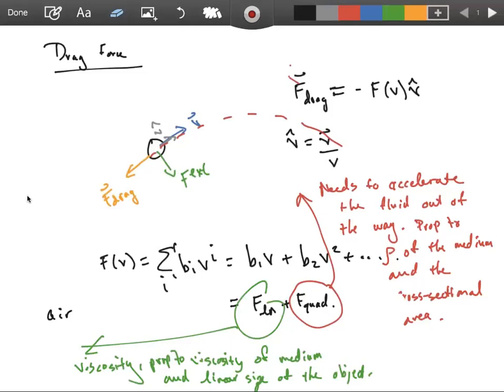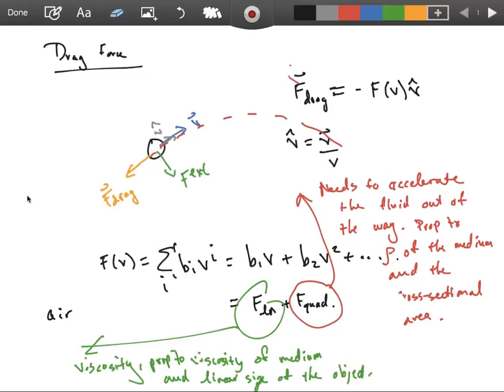Now, again, this is more so in air. If I'm talking about something like a liquid, something like water, so an incompressible fluid, in that case typically almost never will you find the linear case. It's almost always going to be the quadratic case.